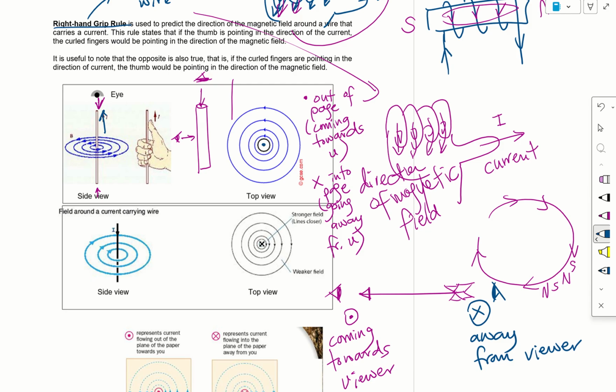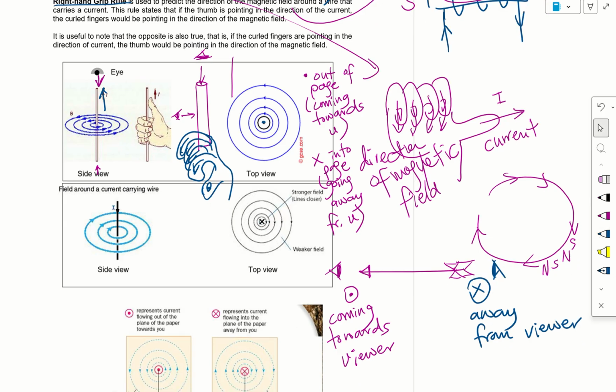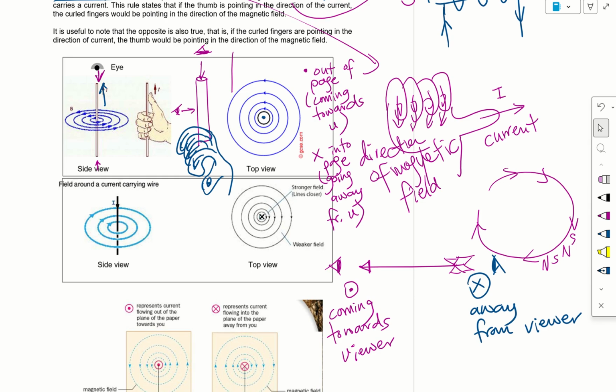So how does it look like? I'll try to draw it. So these are your fingers. And this is your thumb, something like that. Okay, you'll see that the thumb is pointing towards you, whereas the fingers are curling in an anti-clockwise direction.